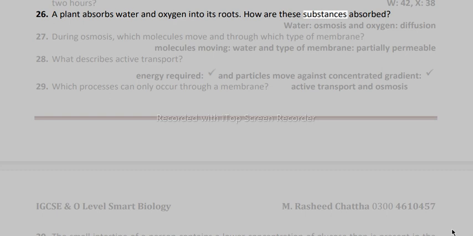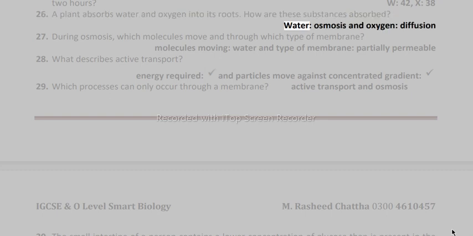26. A plant absorbs water and oxygen into its roots. How are these substances absorbed? Water, osmosis, and oxygen, diffusion. 27. During osmosis, which molecules move and through which type of membrane? Molecules moving, water, and type of membrane, partially permeable. 28. What describes active transport?